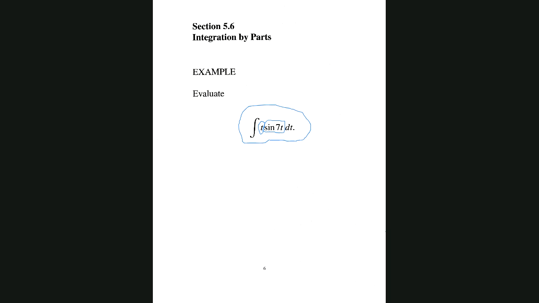Because with substitution, there's usually a relationship between the two functions, like one function's the derivative of the other, that sort of thing. But t and the sine of 7t, there's no real connection between those. So we're going to use integration by parts. Let's get to the solution here.